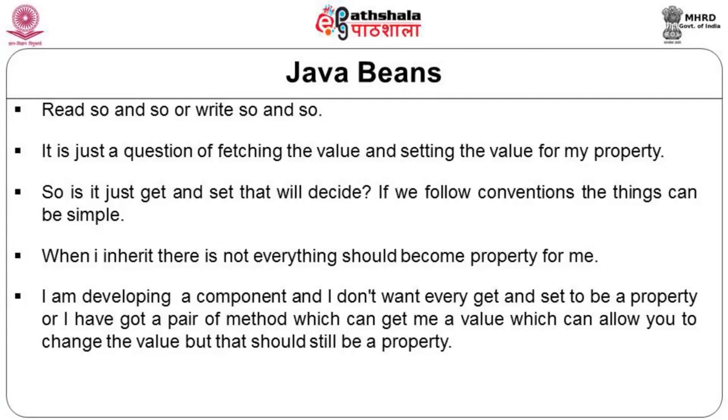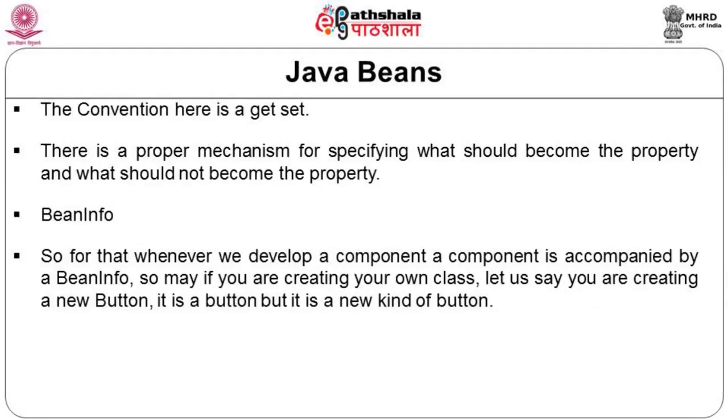Okay. Yes, there is actually a proper mechanism of specifying what becomes your property and what should not become a property. For that, whenever we develop a component, it is accompanied by a bean info. So, if you are creating your own new component class, you might create a class called new button. It is a button which I am creating, but it is a new kind of button. Maybe I do not want to use the button which is ready made for me.